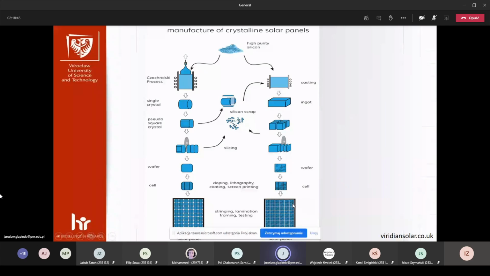Of course, both have similar conditions, but it's easier to produce polycrystalline, so they are a bit cheaper. I don't know whether they are better or not. They are better in that they have higher temperature coefficients, but they also can produce electricity from the light, the same as the monocrystal one.